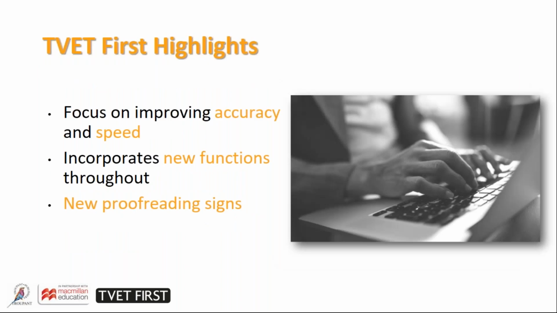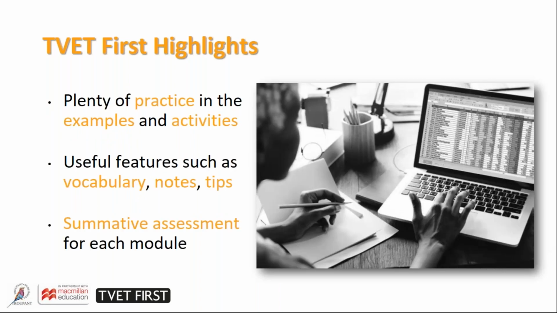There is a focus on improving your accuracy and your speed. It incorporates new functions and programs throughout this book, and all of your proofreading signs are there. I have already said to you that the proofreading signs that are in the textbook are 100% the same as what is going to be tested on in the exam. There are plenty of practice examples and activities going right through the textbooks. There are very useful features that include your vocab, your notes and tips. And then, as I said before, there is a summative assessment at the end of each module.